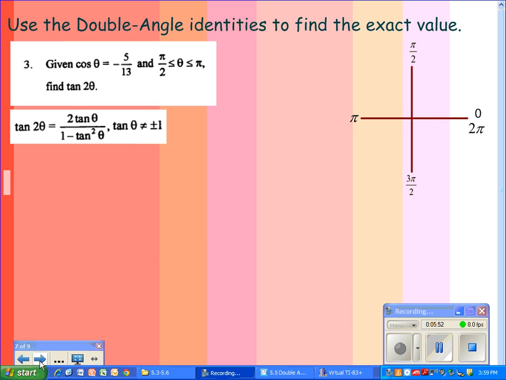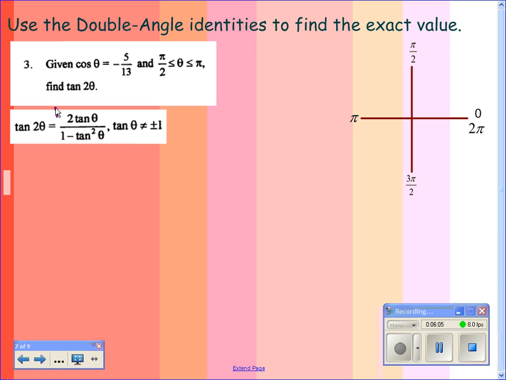Okay, on to example 3. It says, given cosine theta is -5 over 13, and theta is between pi over 2 and pi, find tangent of 2 theta. Okay, if you notice, the tangent of 2 theta formula only has tangents in it, but this problem only gives us cosine. So we're going to have to use cosine to figure out what tangent is.